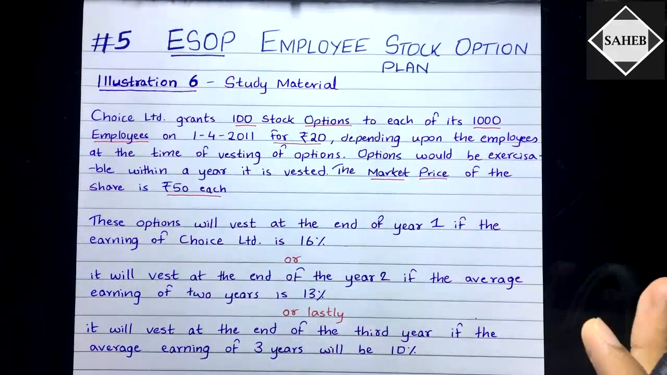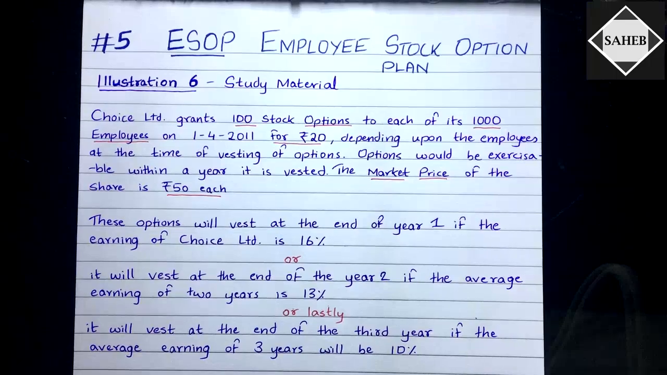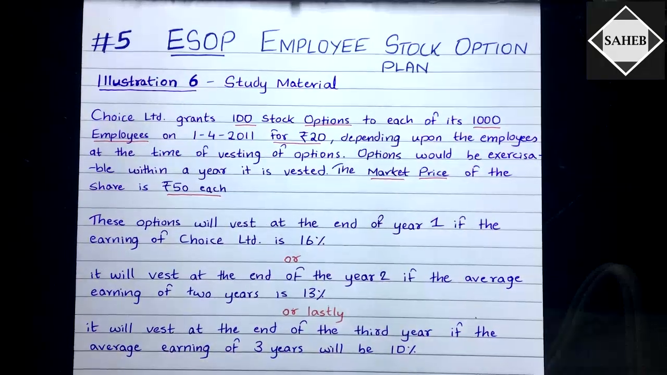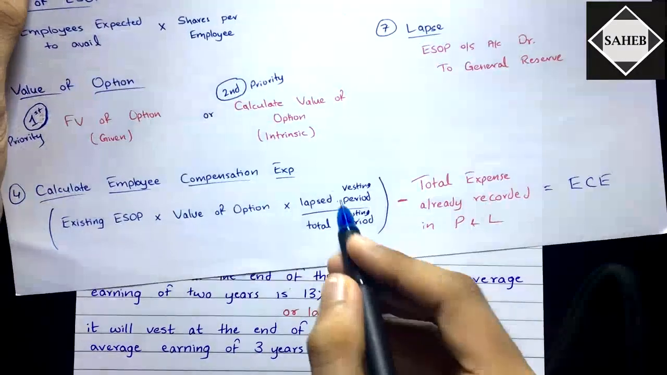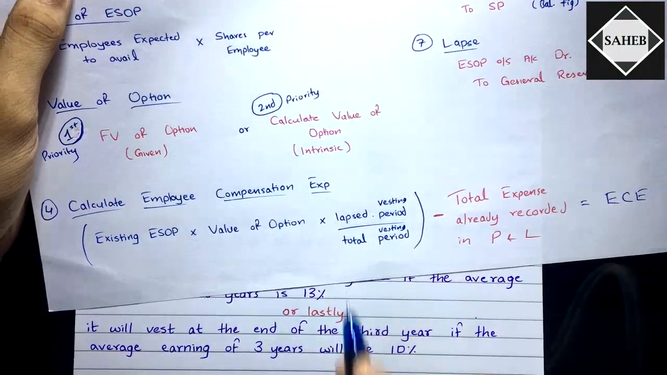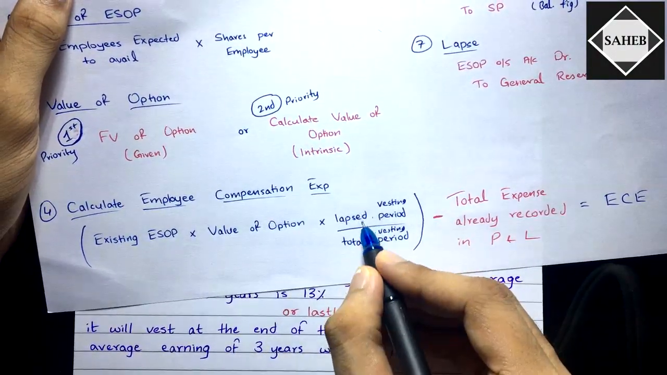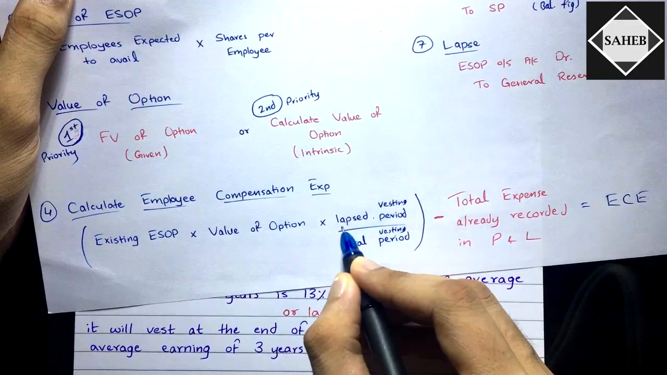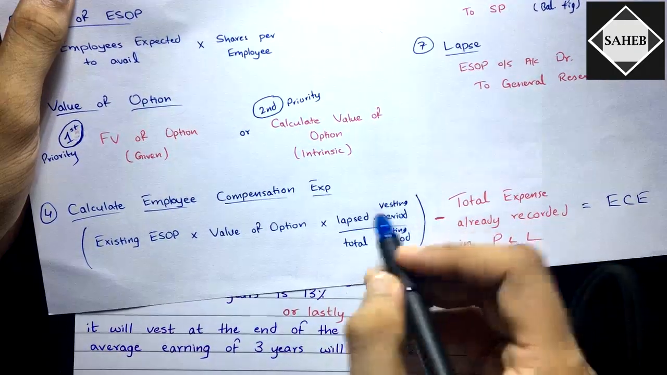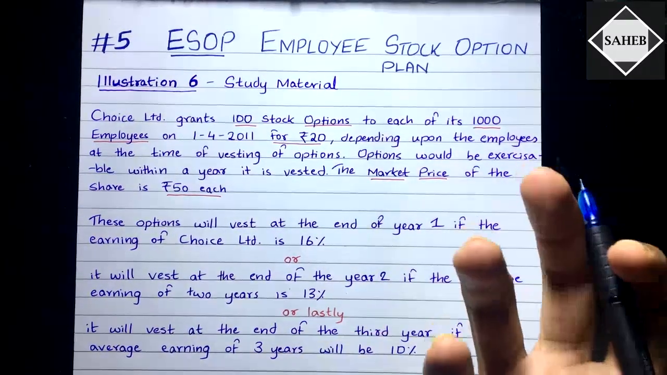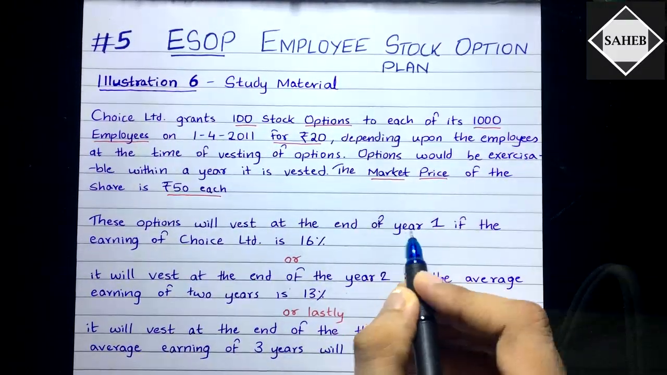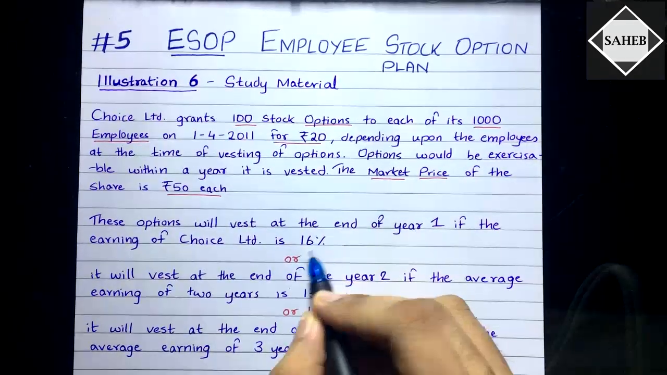If we have not achieved the target, then what will happen? Then we have to consider the vesting period properly. See here, if we have not achieved the target, then in the calculation at the end of year 1, what are you going to take here? We have reached the end of year 1, the lapsed vesting period. How much time has passed? 1 year has passed. At the end of year 1 we will come to know whether the earning is 16% or not.